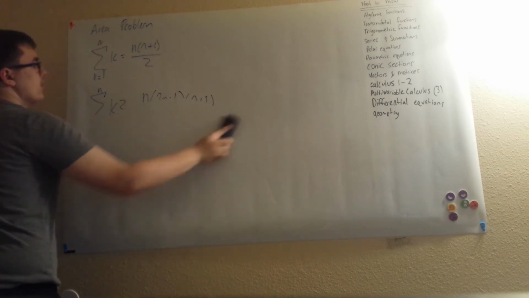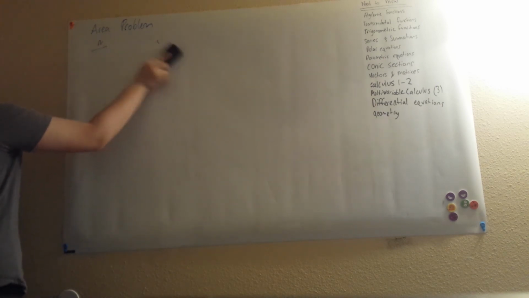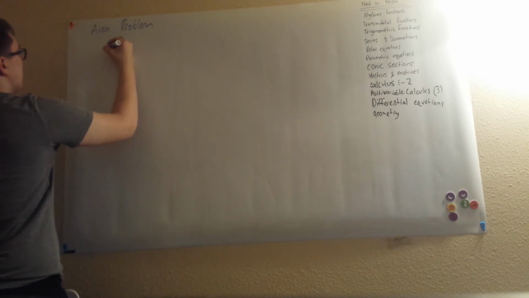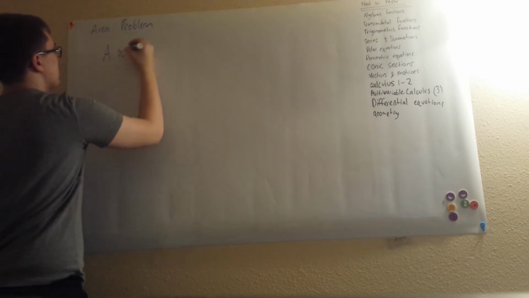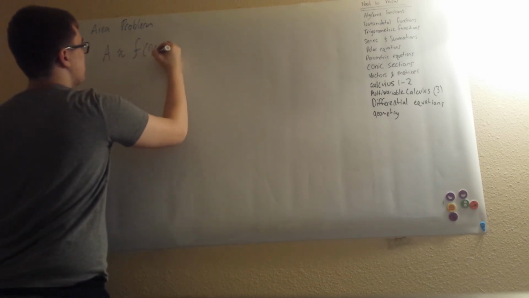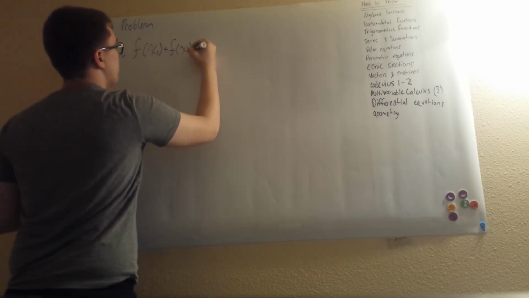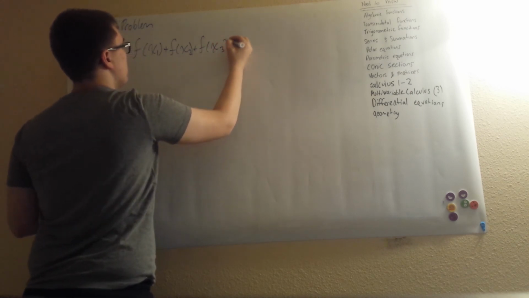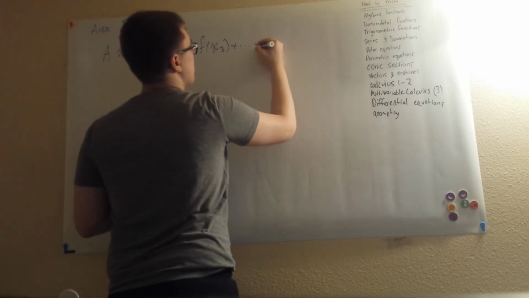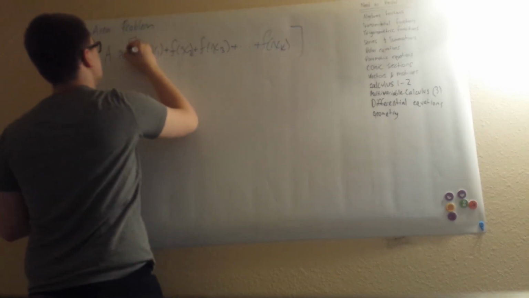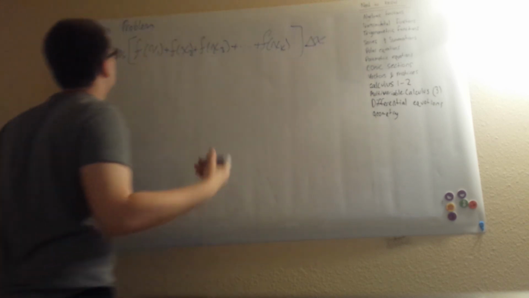I'm going to erase it real quick. We're going to do one example and then we're going to go. I don't want to rush this. So, what were we doing? We said the area is approximately equal to f of x sub 1 plus f of x sub 2 plus f of x sub 3 plus dot dot dot plus f of x sub k, times delta x. Well, what does this look like?